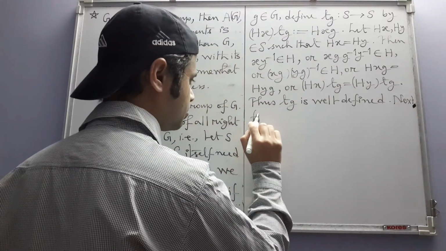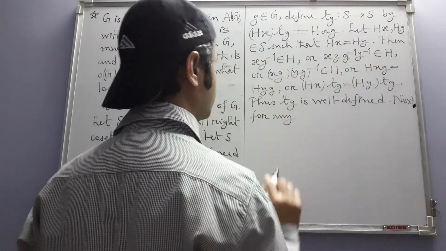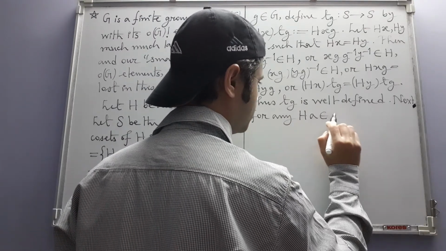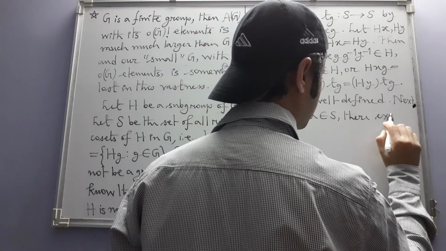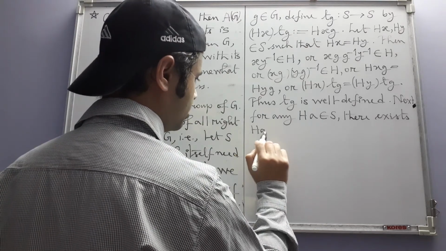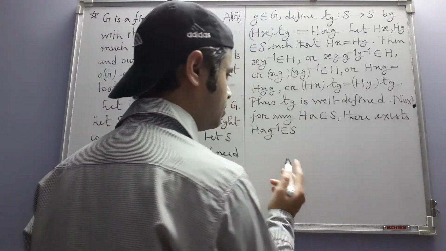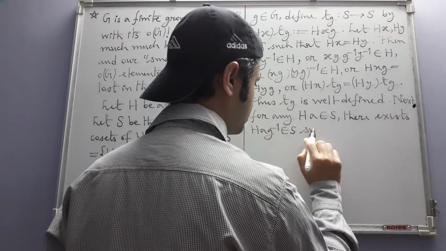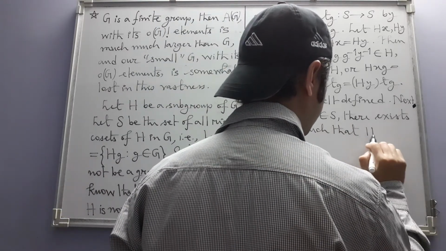Next, for any element in the codomain, suppose Ha belonging to S, there exists Hag inverse. This is also a right coset of H in G, because ag inverse after all is again a group element from capital G. So this belongs to S such that, what is the Tg image of this?